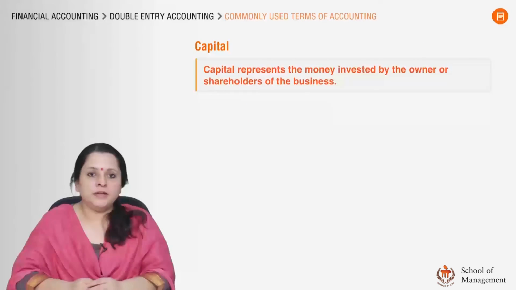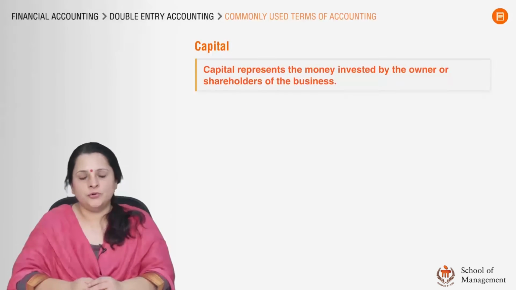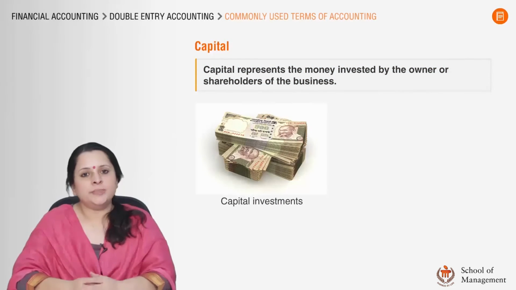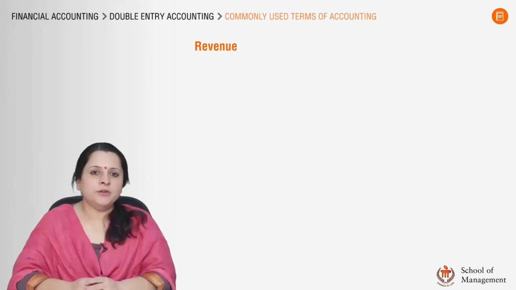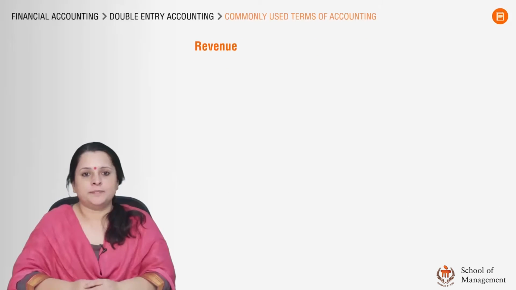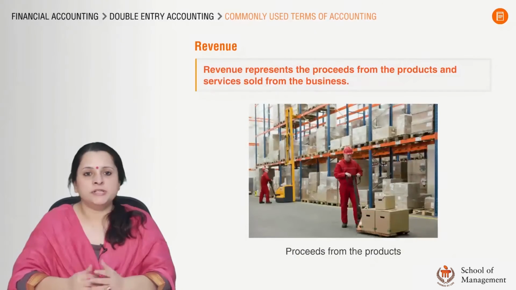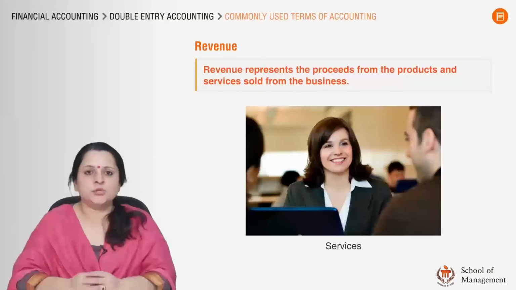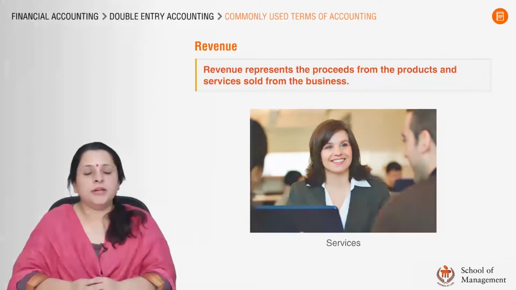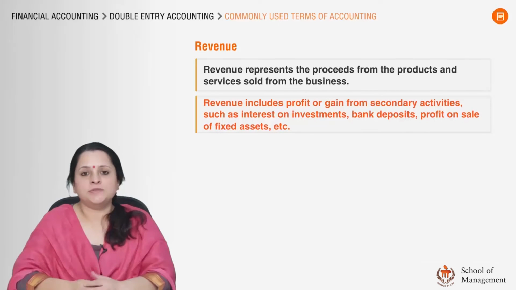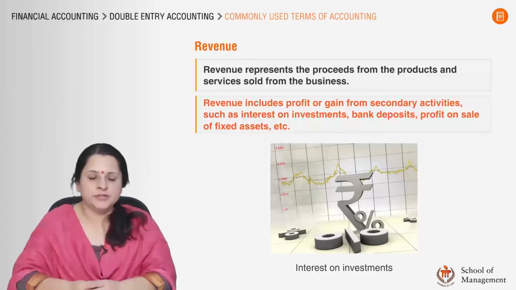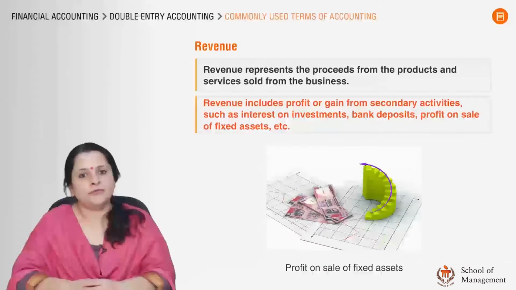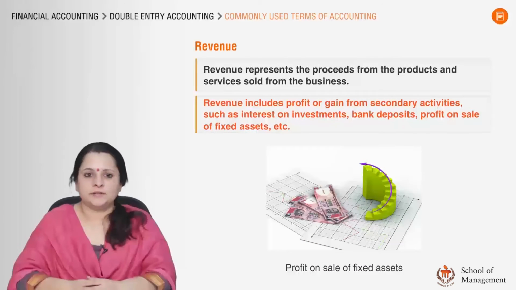Capital represents the money invested by the owner or shareholders of the business. Capital includes all capital investments plus any undistributed profits. Revenue is also called sales or income. Revenue represents the proceeds from the products and services sold by the business. It also includes any profits or gains from secondary activities such as interest on investments, bank deposits, any profit on sale of any fixed asset, etc.